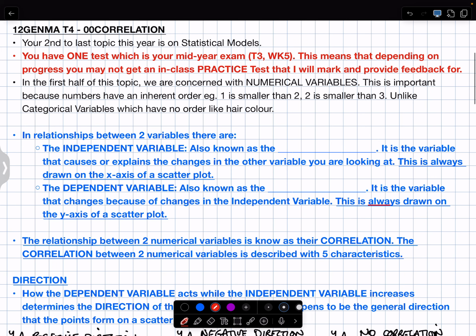In the first half of this topic, we're concerned with numerical variables, basically numbers. This is important because when we're talking about numbers, do you get a choice about the order of numbers? No, 1 is smaller than 2. 2 is smaller than 3. So as soon as we're talking about numbers, the shape of the graph is important. That's compared to categorical variables like hair color, where the order isn't important.